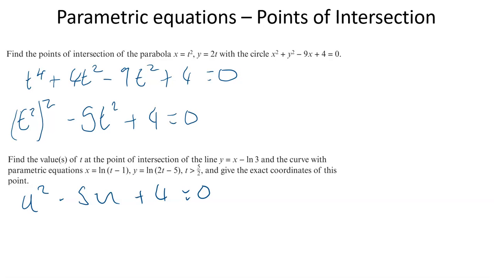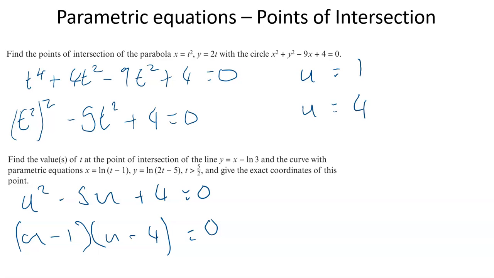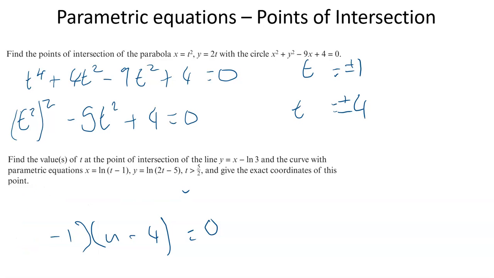In fact, no. Can we? Oh, yes, of course we can. 1 and 4. Okay, so yes, we can. u times u is u squared, 1 times 4 is 4, and if they're both minus, then we're going to get the value of 5. So we get u equals 1 and u equals 4. But of course, u is actually t squared. So if t squared is 1 and 4, then t is going to be 1 or minus 1, and 4 or minus 4. So now we have these values of t.